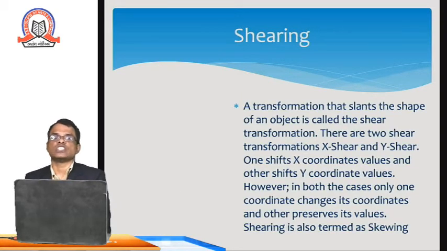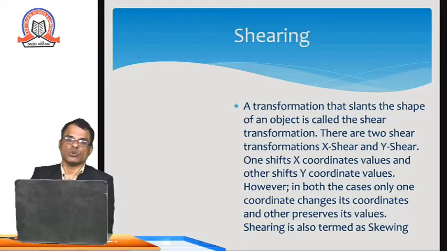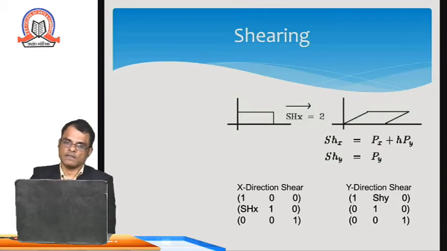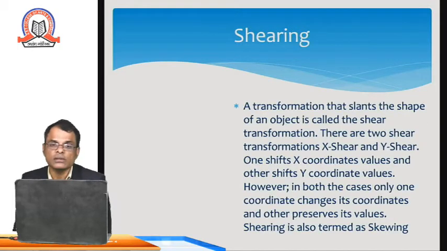Next is shearing. So what is meant by shearing? I will just show you this diagram. This is called shearing. The original shape is a rectangular box, and you can see in the next diagram it is sheared. Now we will first see what is meant by shearing.